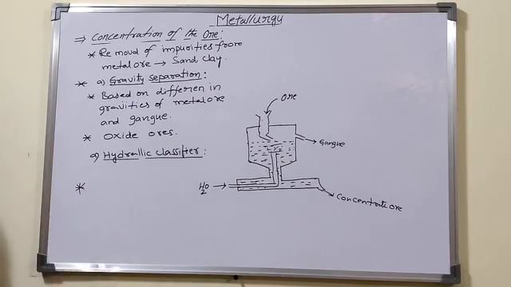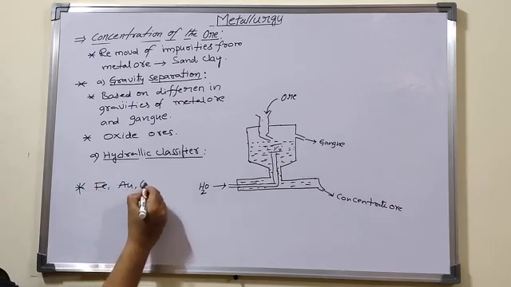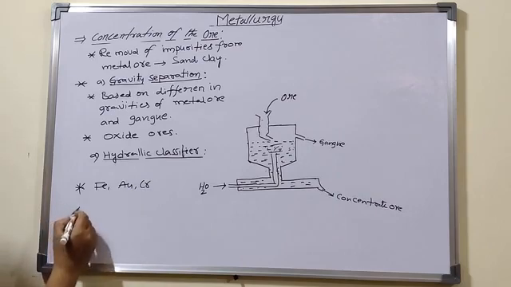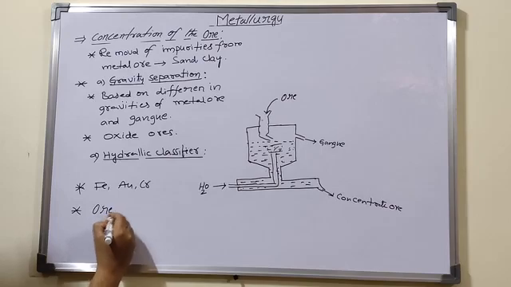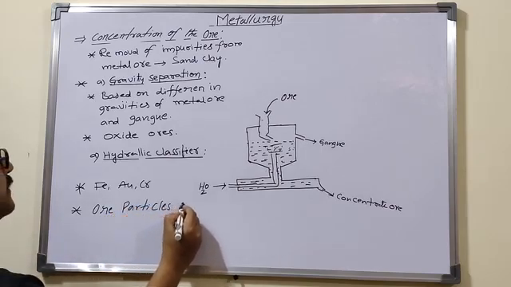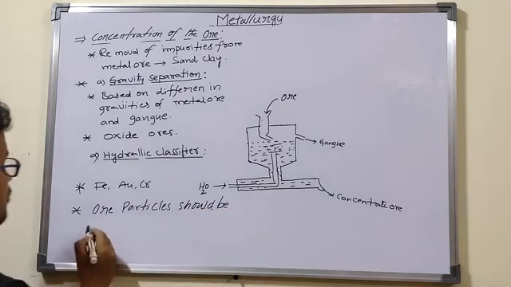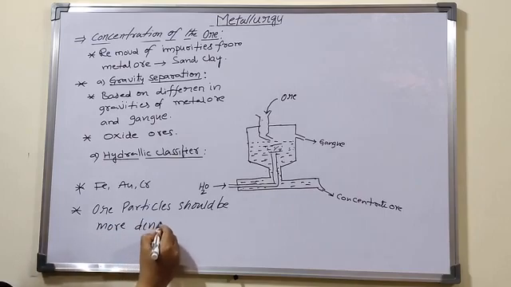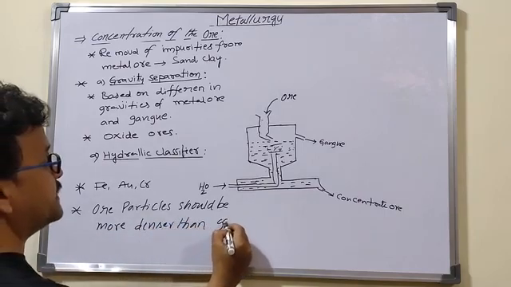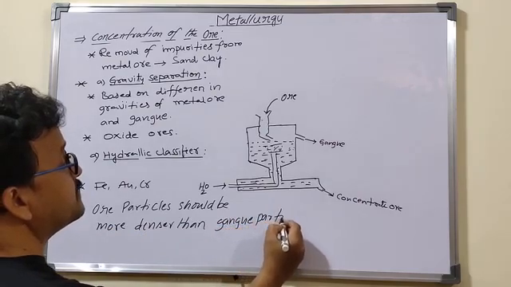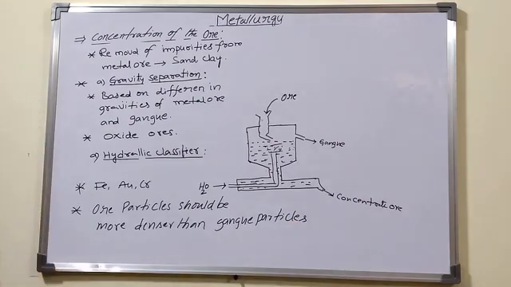What type of metals can be separated by this method? Like iron, gold, chromium. And here we have to remember that ore particles should be more dense than gangue particles. Then this method can be applicable. This is the hydraulic classifier. And the Wilfley washing table, all of you already completed in your class 10.